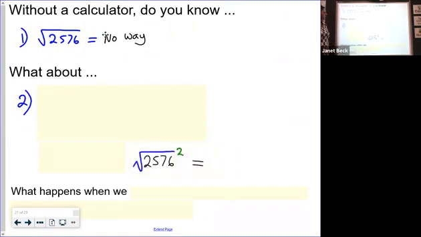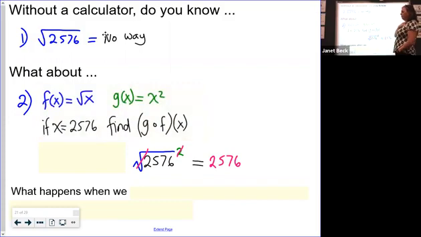What happens if I asked you to solve the square root of 2,576 squared? I made it more complicated, and suddenly you can solve it. Because squaring and square roots are inverses of each other. They cancel each other out, and my answer is going to be 2,576. So if I had written this as a composition of functions where f of x is the square root of x, g of x is x squared, and I do the composed function g of f of x, I'm asking you to solve that.